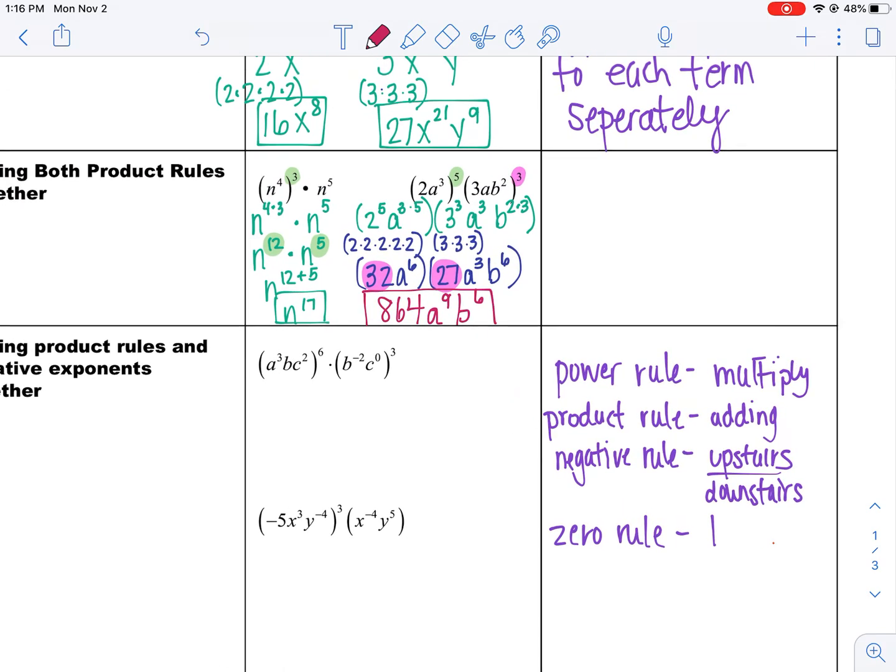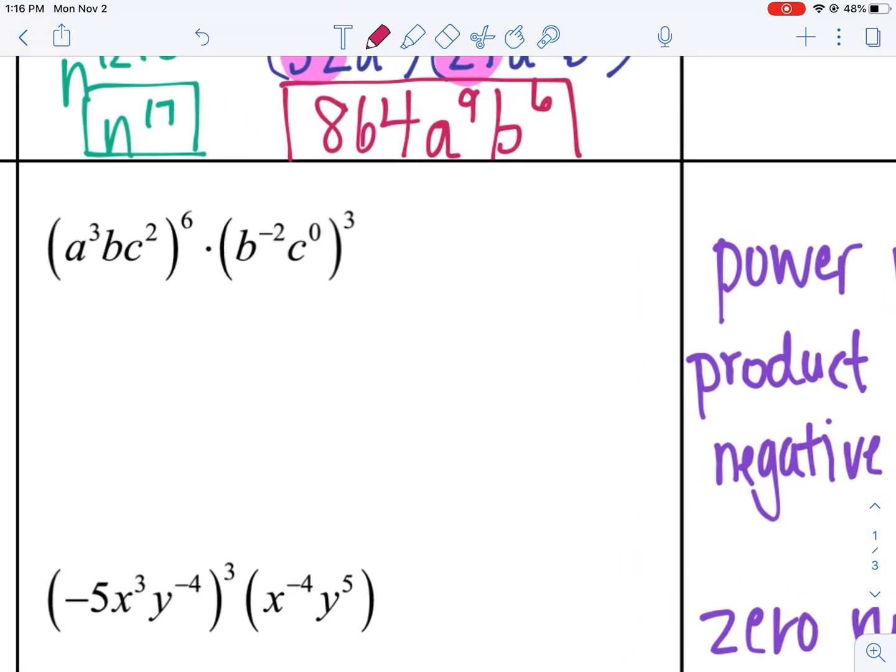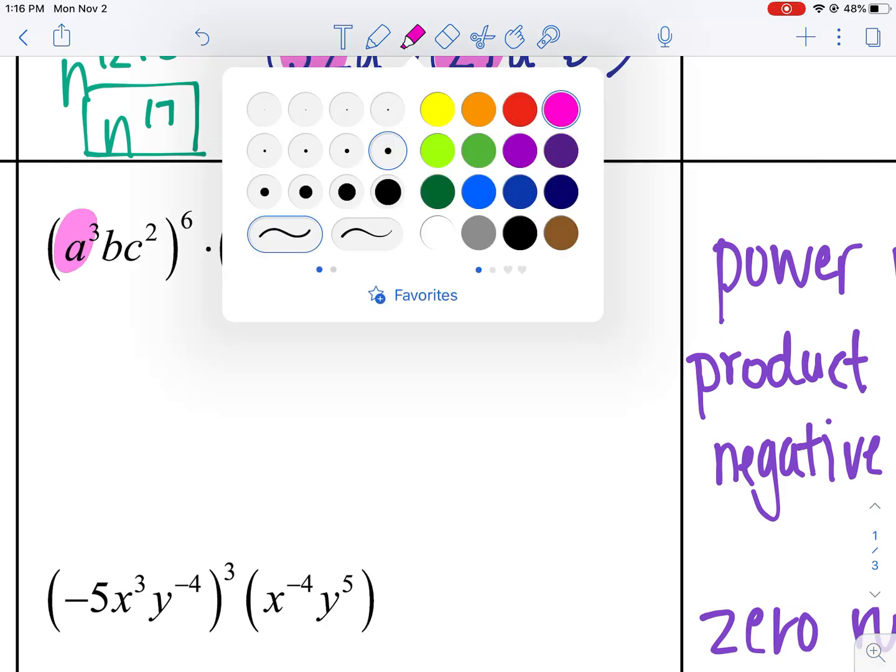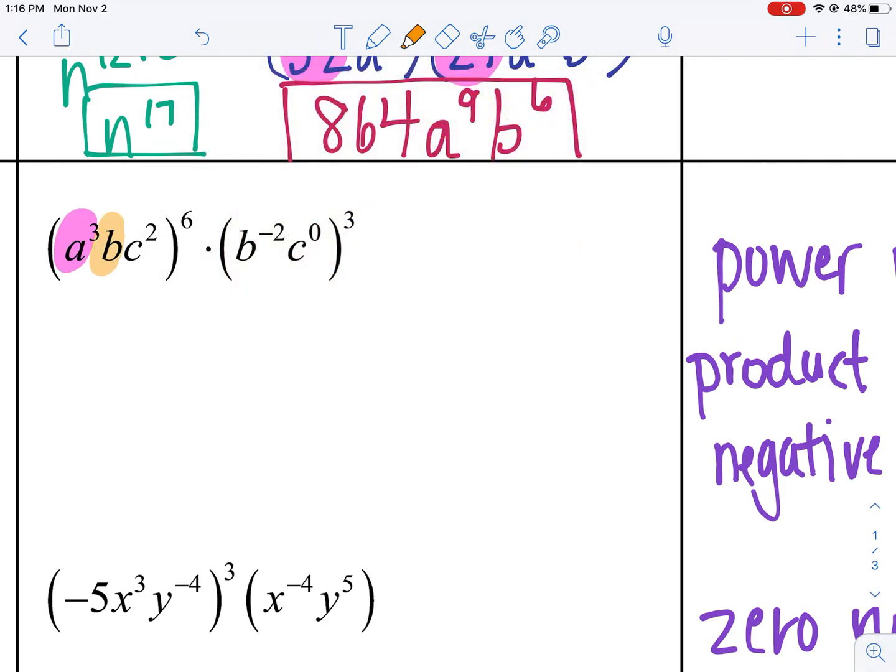So we're going to go to the first example. First example, I have a power to a power. So I have to apply that power to every single term separately. So I'm showing you highlights of the terms that I see. So there are 3 within my first set of parentheses. And I'm going to kind of just do the multiplication out loud.